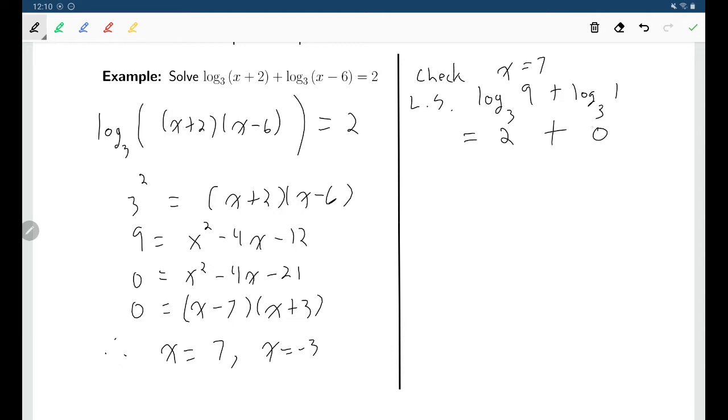It's 0. Also, you could use the idea that log base anything of 1 is always equal to 0. But either way, we get it's equal to 2, which is the right side of our equation. So that one works. Yay, we have at least one solution. Now we need to check x being negative 3.